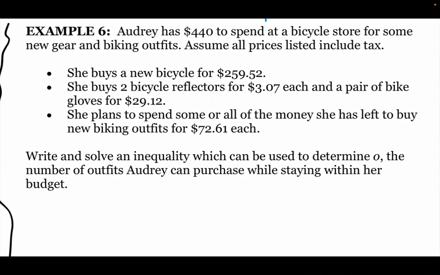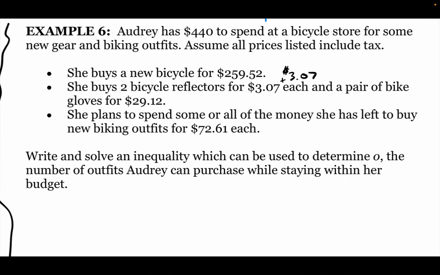Audrey has $440 to spend at a bicycle store for some new gear and some outfits. Taxes included. So that's why it's like 52 cents, 7 cents, 12 cents. Taxes already included, so you don't have to worry about that. She buys a new bicycle for $259.52. It's already bought. She buys 2 new reflectors for $3.07 each. So she bought 2 of them, each of them is $3.07. And then she buys some gloves for $29.12.